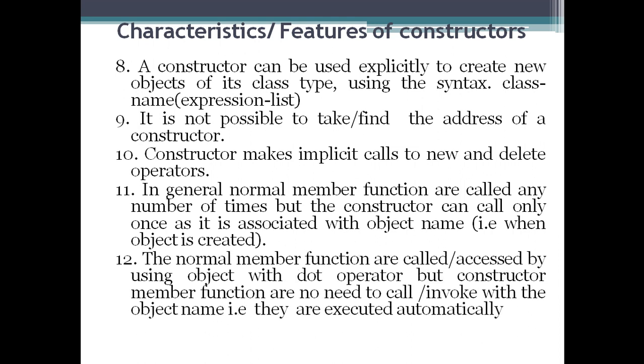Very important one. Normal member functions are called or accessed using an object with the dot operator, but constructors are no need to call. If you want to access a normal method, like the read method I used in the previous examples, I need to create an object, then the dot operator, then the method name. But when you're using a constructor, there is no need to invoke it with an object name. They are executed automatically; the compiler itself executes them. Later we'll verify this in a programming example. But as of now, a constructor cannot be called or invoked with the help of an object name, right?